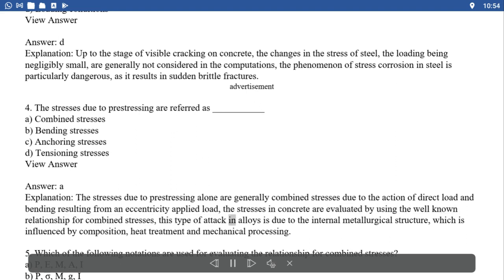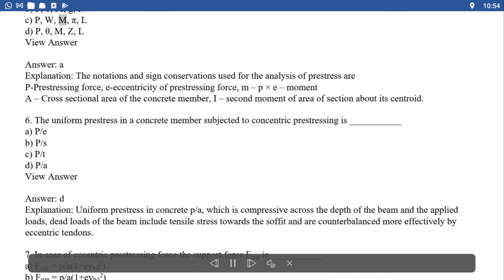This type of attack in alloys is due to the internal metallurgical structure, which is influenced by composition, heat treatment, and mechanical processing. 5. Which of the following notations are used for evaluating the relationship for combined stresses? A. P, e, M, A, I. B. P, sigma, M, G, I. C. P, W, M, pi, L. D. P, theta, M, Z, L. Your answer.